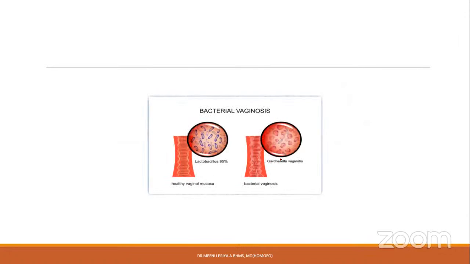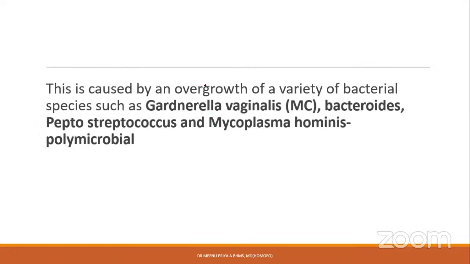And then next is bacterial vaginosis. So we will see what is bacterial vaginosis. This is caused by an overgrowth of a variety of bacterial species. The most common organism is Gardnerella vaginalis. So this is the most common.